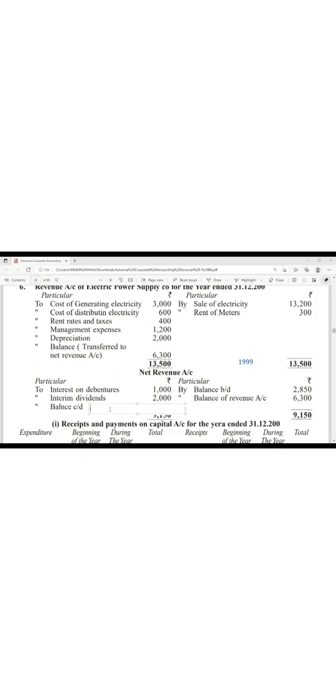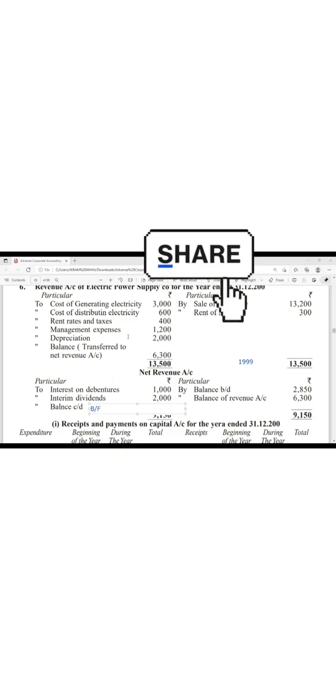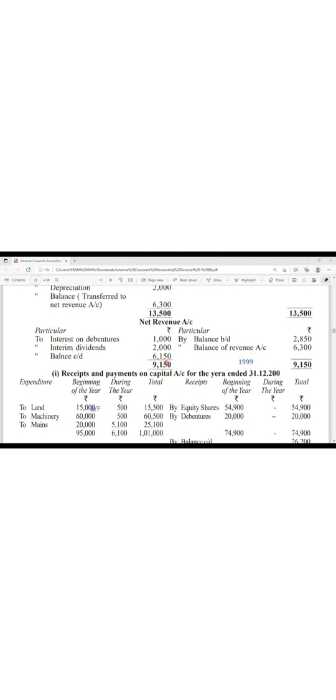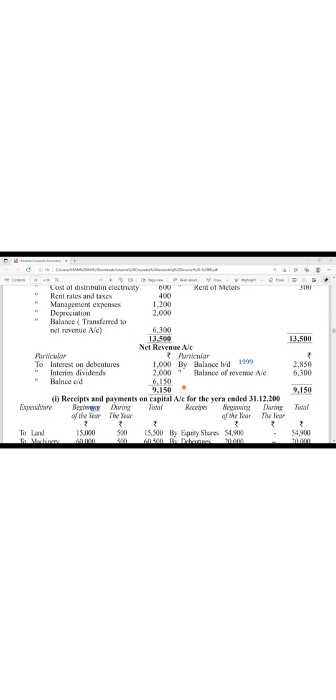This is your balancing figure. Okay. Then this balancing figure 6,150 will be carried forward to the next step, receipts and payments on capital account.